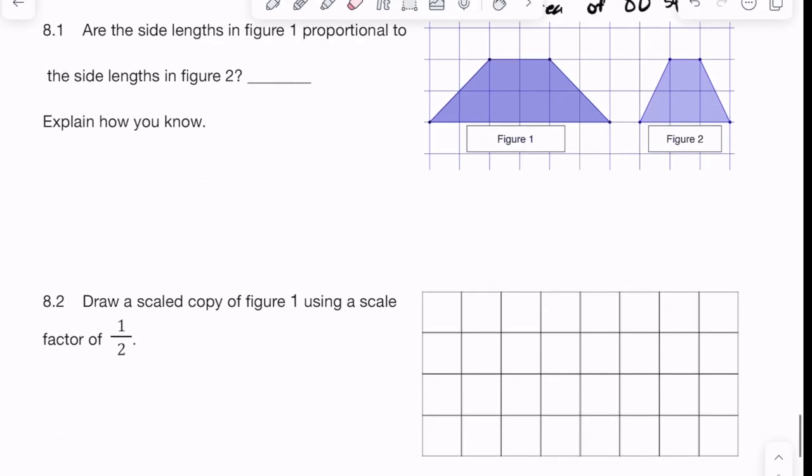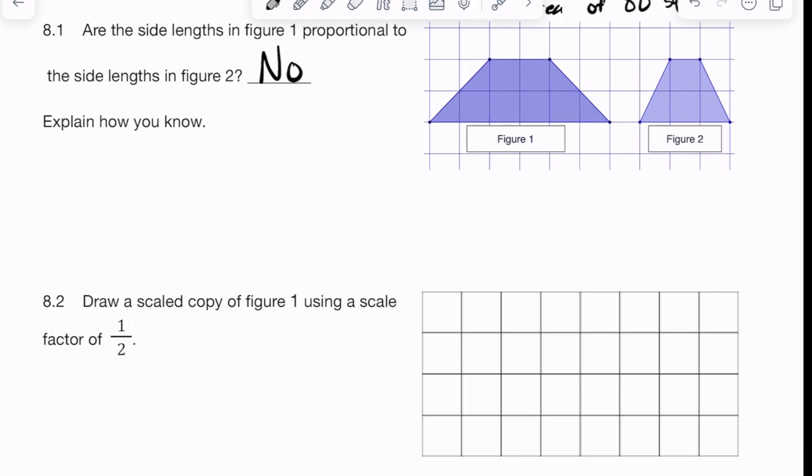Then we have 8.1. Are the side lengths in figure 1 proportional to the side lengths in figure 2? Explain how you know. So remember, proportional means that there is an equivalent ratio between the side lengths. So basically this is just asking, are these scaled copies of each other? Because scaled copies have proportional side lengths. So are these scaled copies? No. Looking at it, they don't really seem like the same shape.